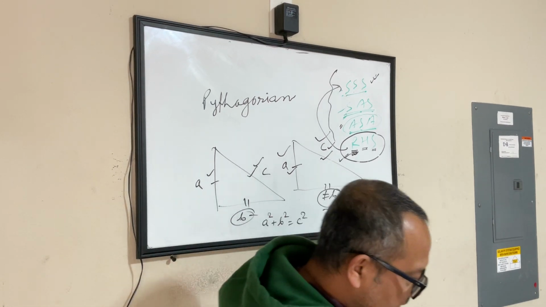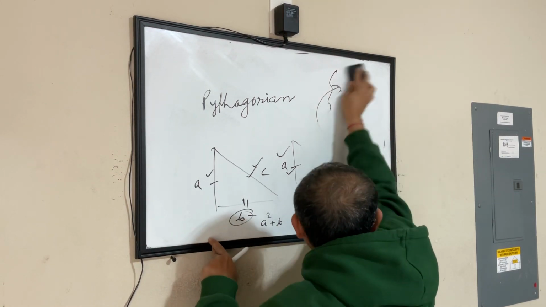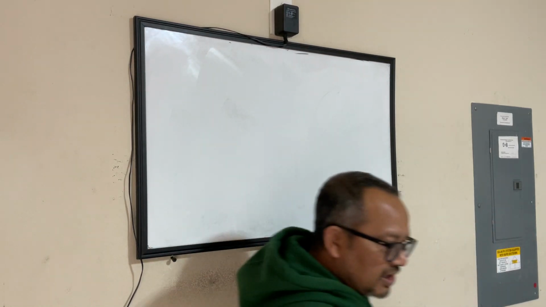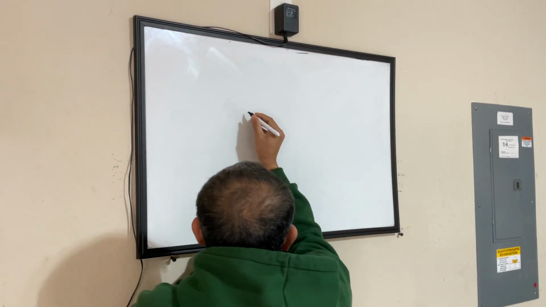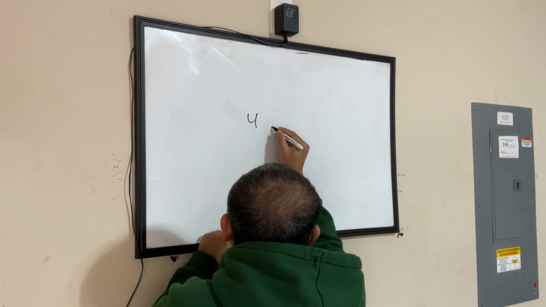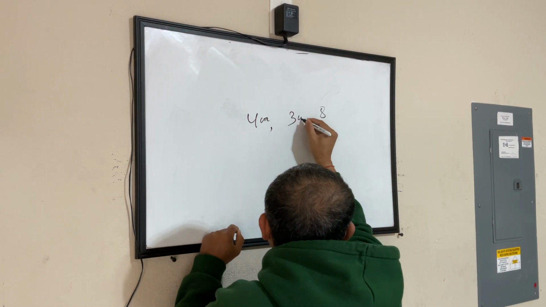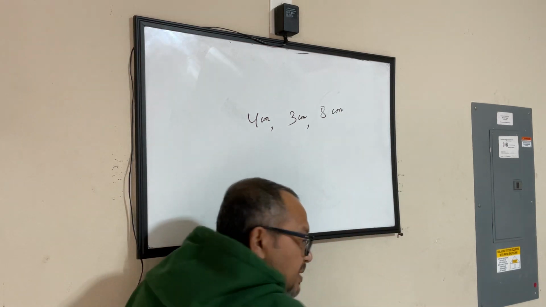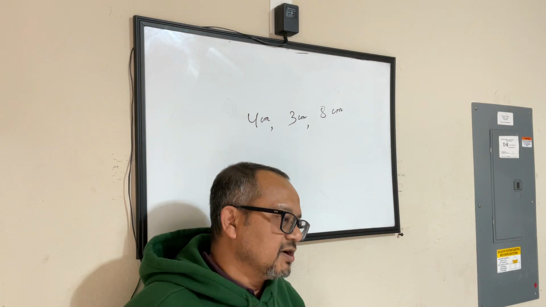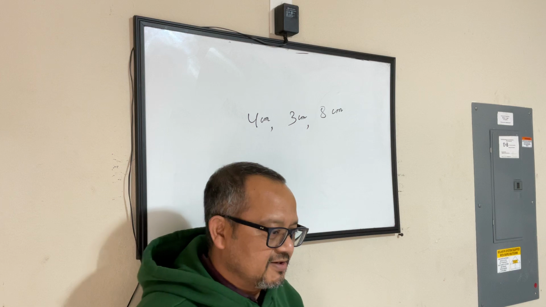Now let me tell you something which might sound funny, but it's very important. If I ever ask you to draw a triangle with sides 4, 3 and 8 centimeters, can you draw it? Will you be able to draw it? If yes, please draw it. I'll give you $1 million. If you cannot draw it, tell me why.